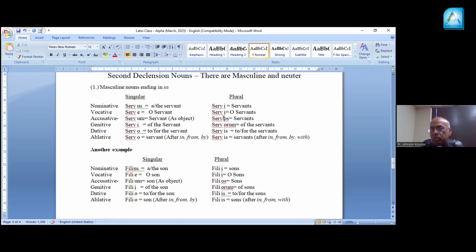Here, os, servos. Then for the genitive plural, orum, servorum, of servants. In the first declension, it was rosarum or stellarum. It was arum, here it is orum, servorum. Then servis, like stellis or rosis. This is the same. The dative and ablative plural ending is is, servis, servis.